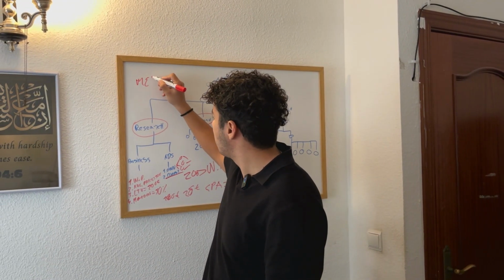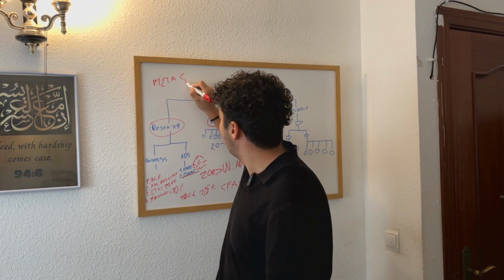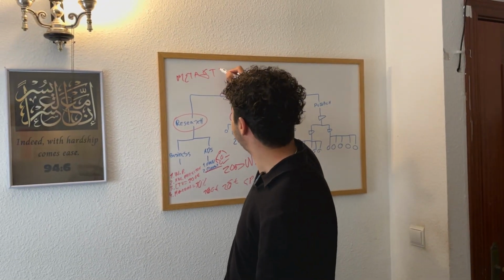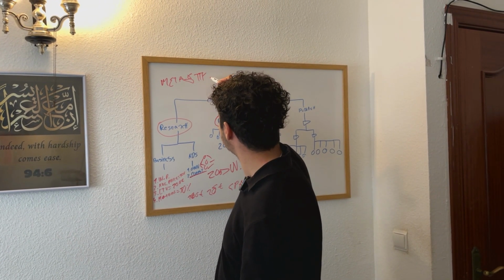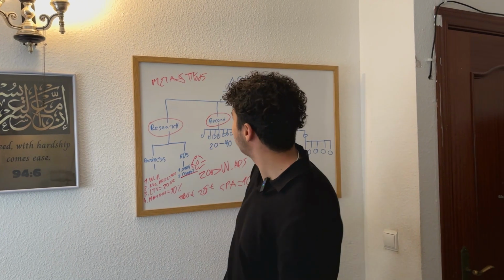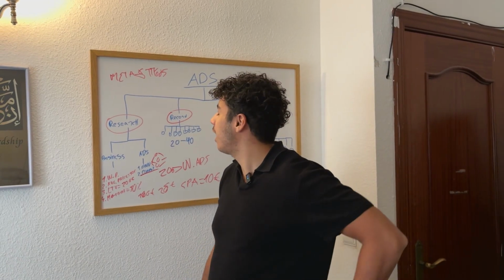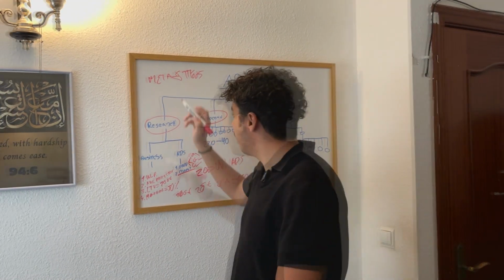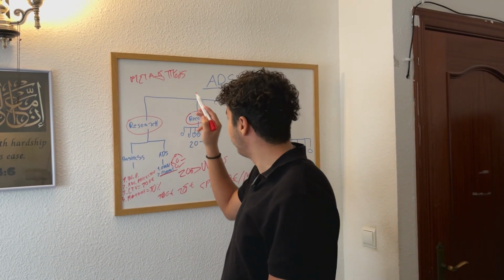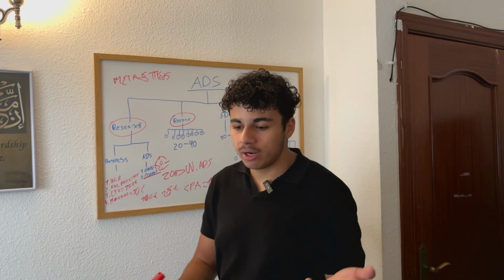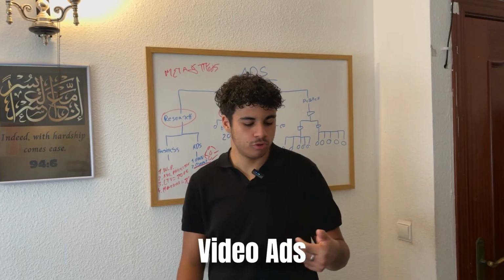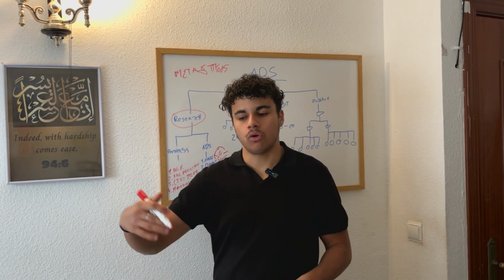Meta and TikTok ads. Sorry for my writing, man. I need to go back to high school. When we're doing Meta and TikTok ads, it's normally static, that means images, and videos. When doing static, we do images, and then we can also do videos.